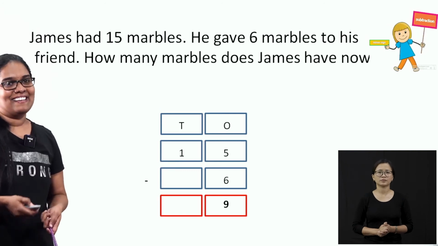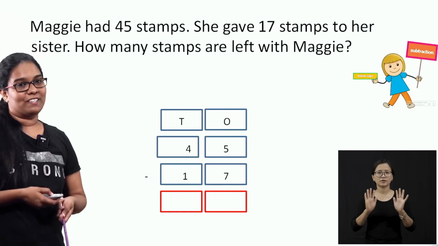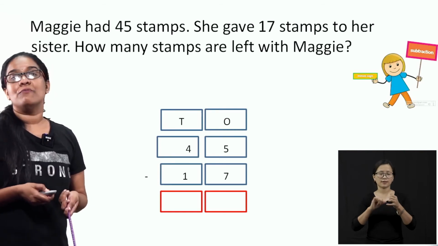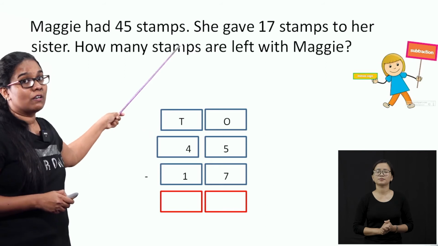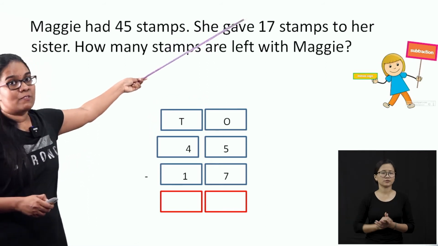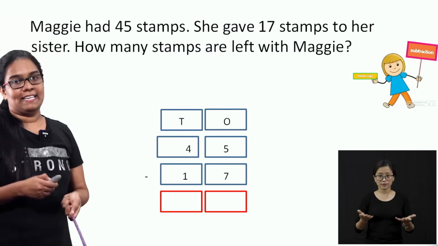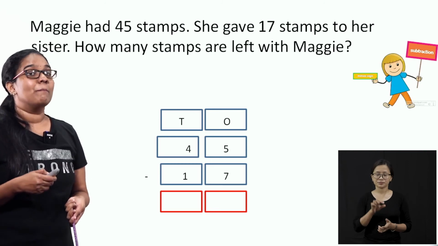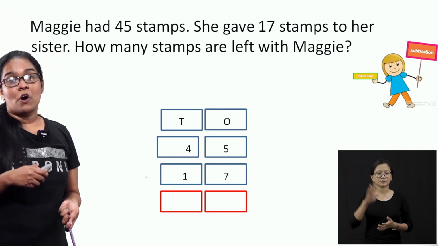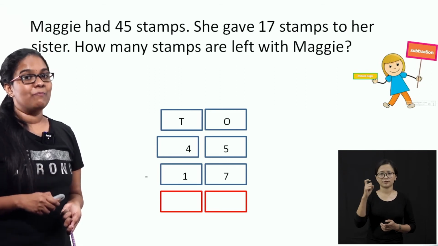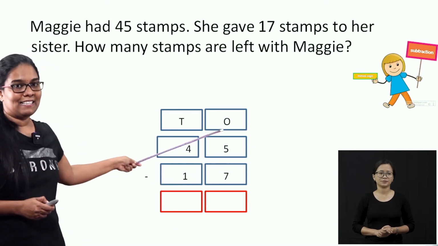Okay, then next one. Maggie had 45 stamps. She gave 17 stamps to her sister. Then how many stamps are left with Maggie? We want to find out the number of stamps that are left with Maggie. For that we are going to subtract the 17 from 45. Okay, look here.